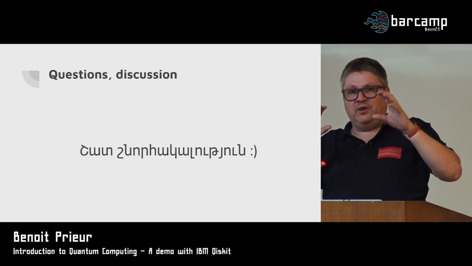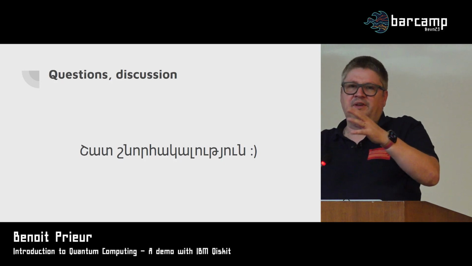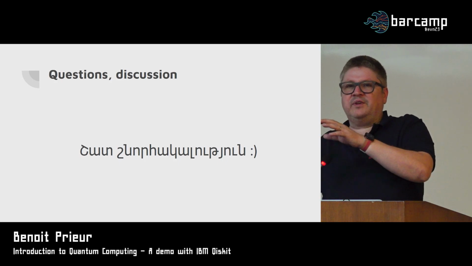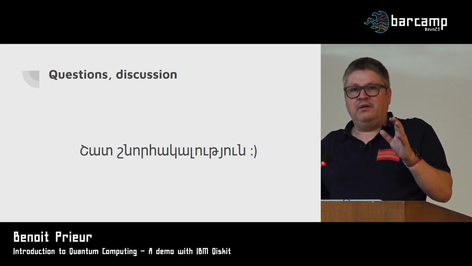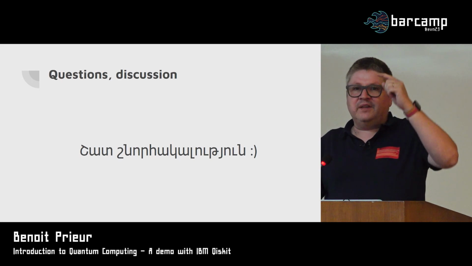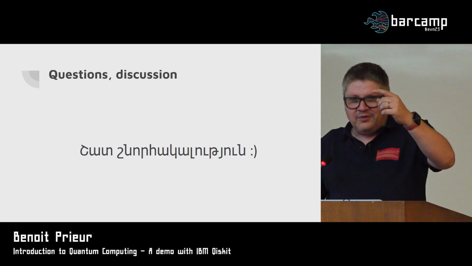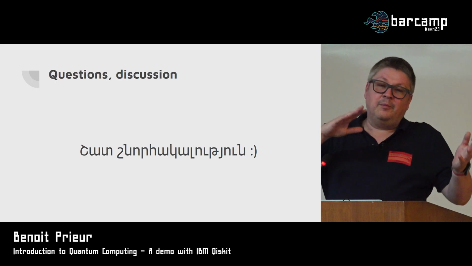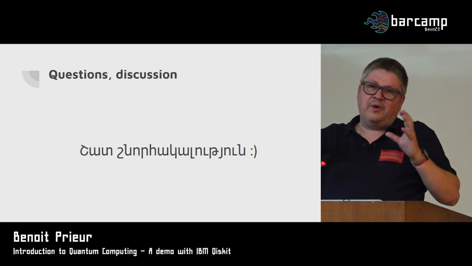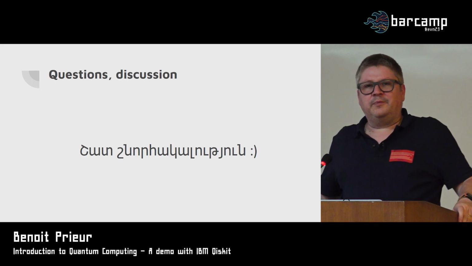With Hadamard plus CNOT, the superposition before measure is 00 plus 11 in bracket notation. And after measure, it's only 0 for the first qubit and 0 for the second qubit, or 1 for the first qubit and 1 for the second qubit. Because before measure, they were entangled. But after measure, it's the real world.